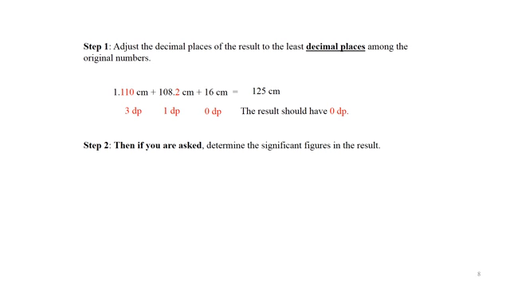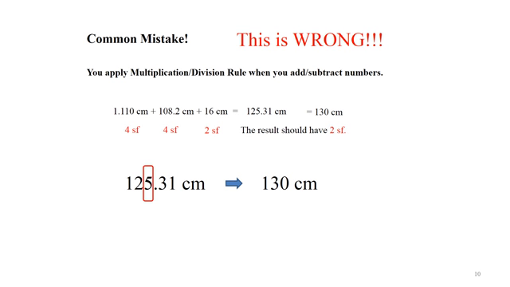Then you might be asked to find out the number of significant figures in your answer. In this case, the answer has 3 significant figures. I'd like to present 2 common mistakes that I observed. The first one is to use the multiplication division rule when you add or subtract numbers. For example, he is using the incorrect rule to find the answer. Instead of asking how many decimal places, he is asking how many significant figures.